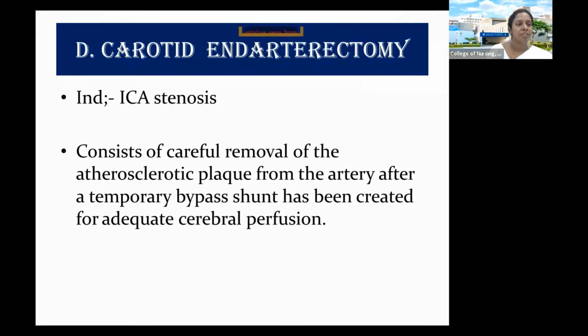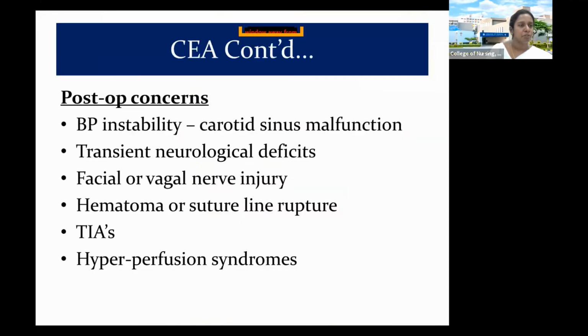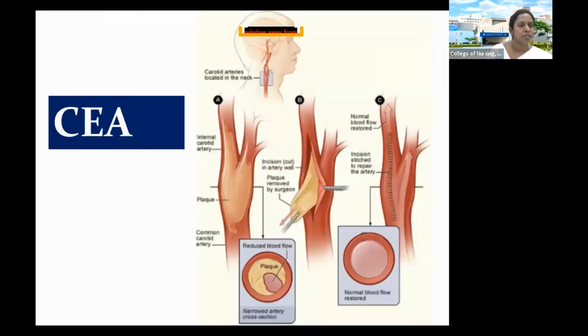It consists of careful removal of the atherosclerotic plaque from the artery after a temporary bypass has been performed for adequate cerebral perfusion. Okay, this is the CEA, carotid endarterectomy. If the patient has an atherosclerotic plaque in the carotid arteries, then they have to do a bypass. A temporary bypass is done and carefully this plaque is removed so that the blood flow is restored.